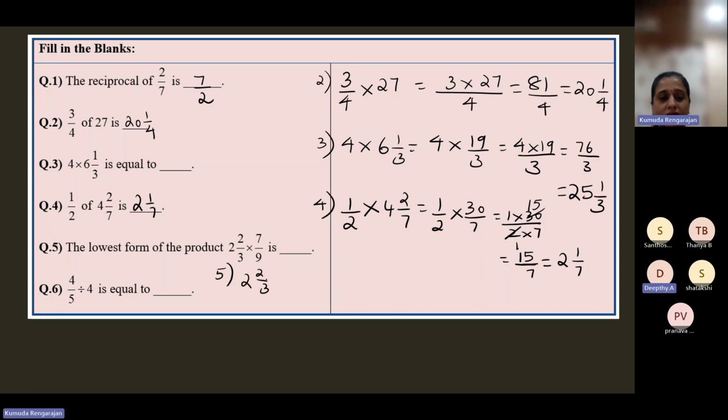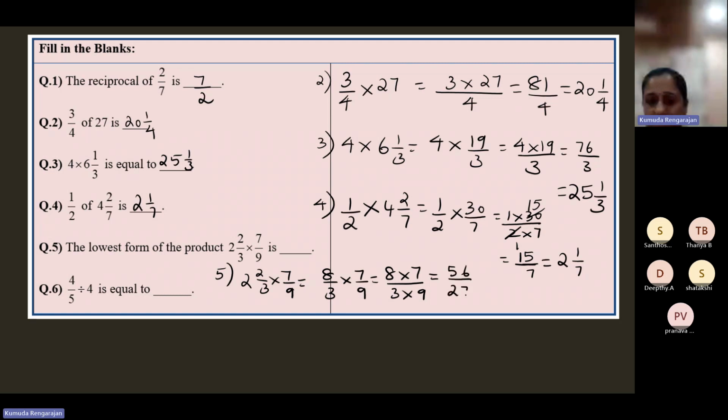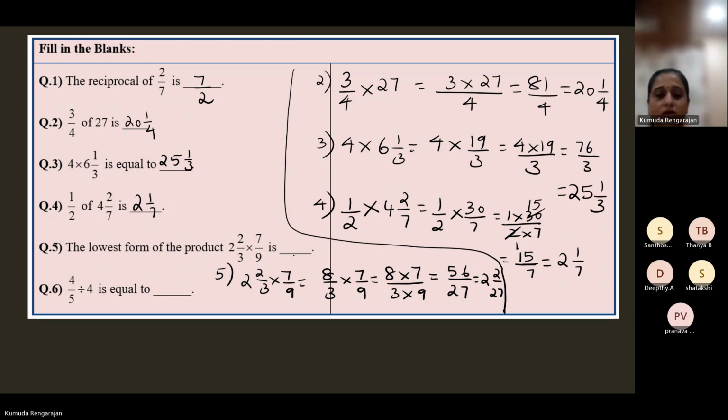So 2, 2 by 3 into 7 by 9 is equal to. Ma'am, you didn't write it for the third one in the fill in the blank. Okay. Again, simplification is not possible. 8 sevens are 56 over 27. As a mixed fraction, 27 twos are 54, 2 by 27. Is this right? Let me know if I'm right, children.